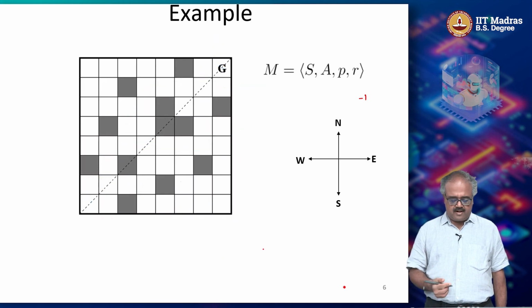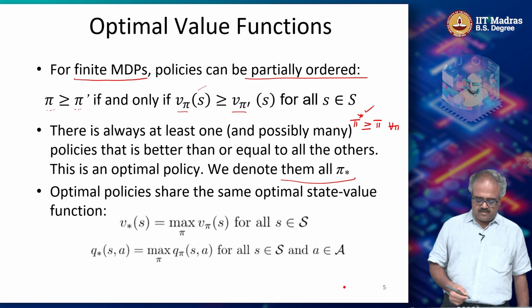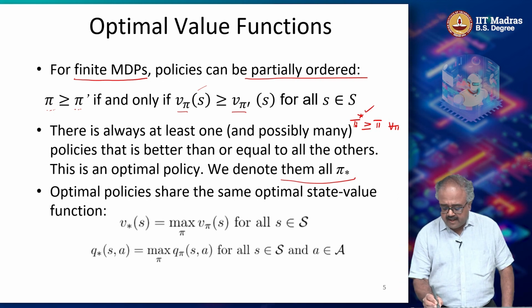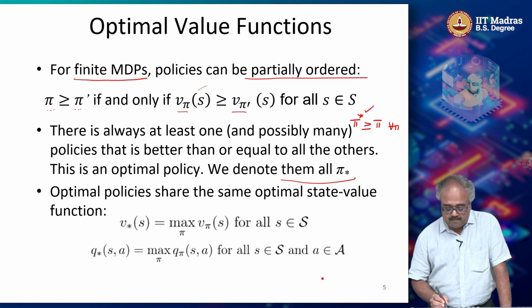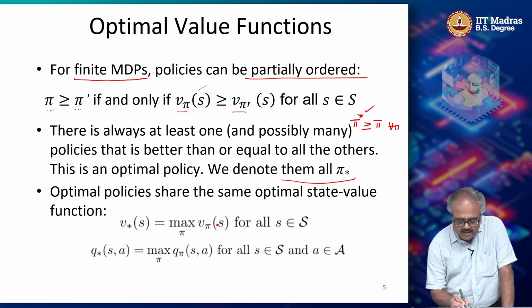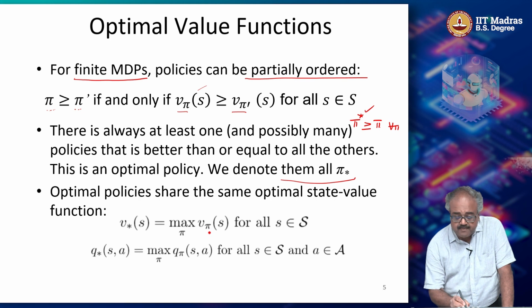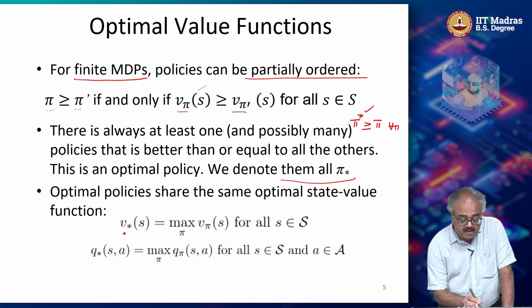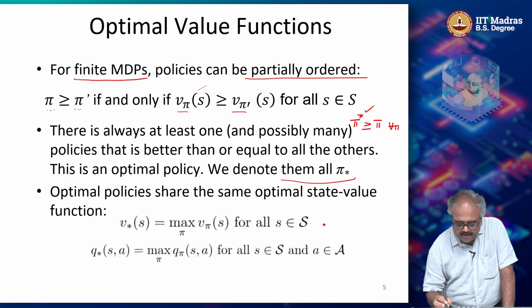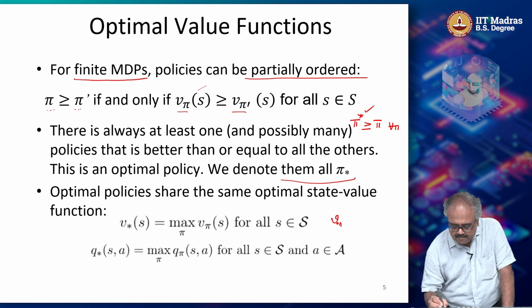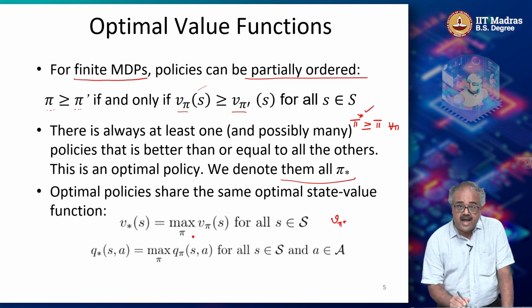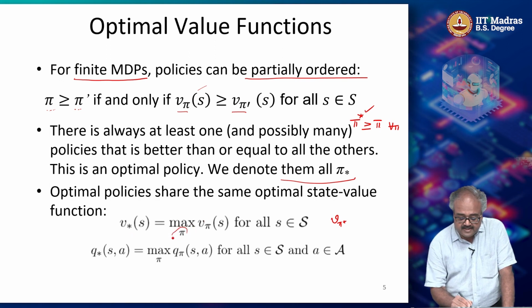So, let us go back, I need to go back to the previous slide, apologies for this. Now remember that we said pi star is greater than or equal to pi for all pi. Now, I am going to say the following. For each of these pi there is going to be a v pi of s. Then v star, the value function corresponding to pi star, is essentially v pi star. So, v pi star is going to be the max over all pi, the best over all policies, of v pi of s.